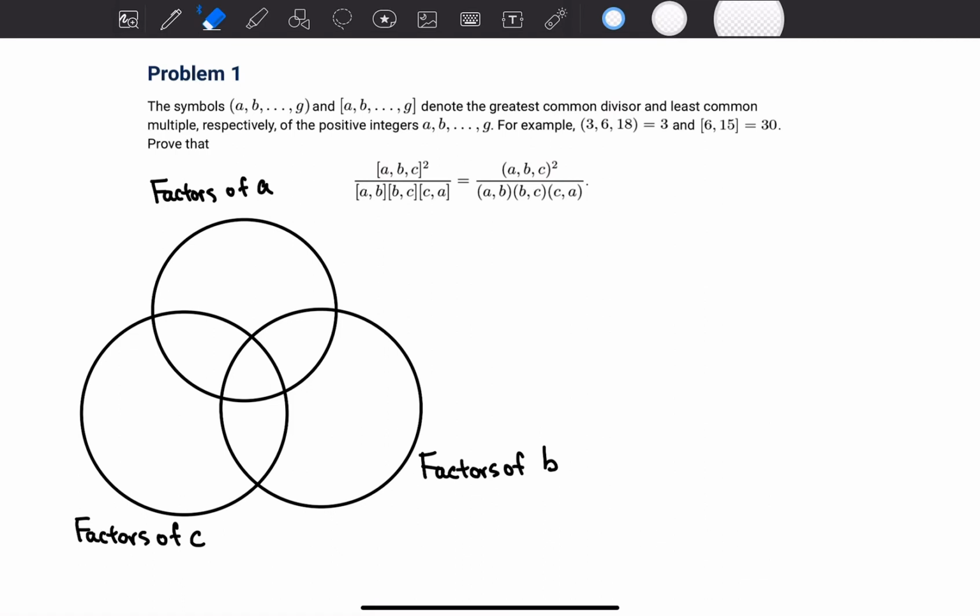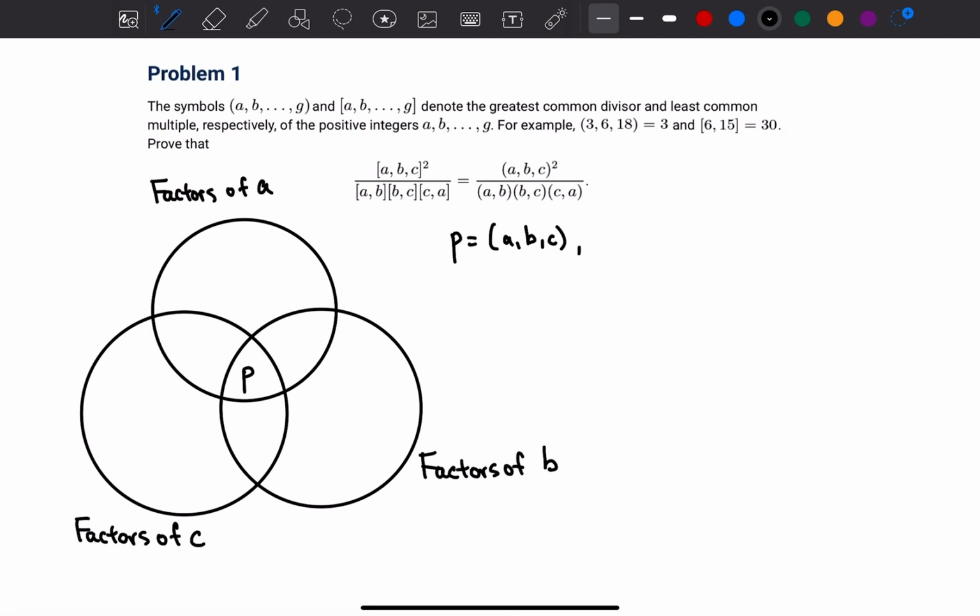Hello everyone, this is the 1972 USAMO problem 1. So the first step we do is we can assign some variables, and that would be P equals the GCD of A, B, and C. And then we have this really neat Venn diagram on the side to show us the factors of A, B, and C. Since P is the GCD of all three integers, we can put P in the center, because it is shared by A, B, and C.